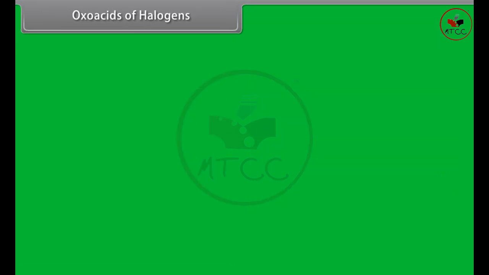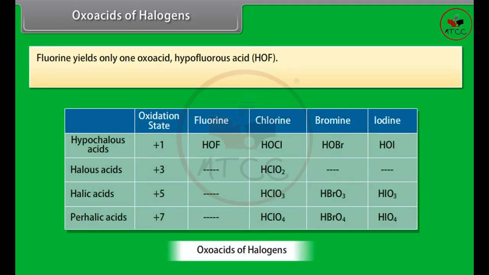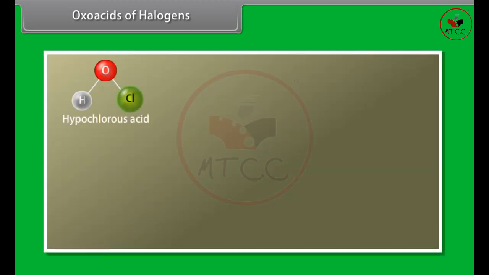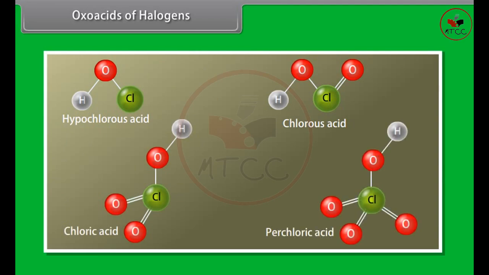Oxoacids of halogens. Fluorine yields only one oxoacid, hypofluorous acid. Chlorine, bromine, and iodine form 4 series of acids with formula HOX, HXO2, HXO3, and HXO4. Many of these are known only in solutions or as salts. The oxoacids of chlorine are hypochlorous acid, chlorous acid, chloric acid, and perchloric acid.